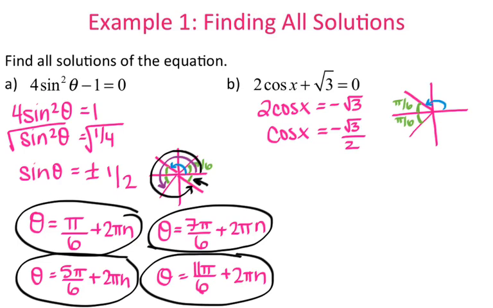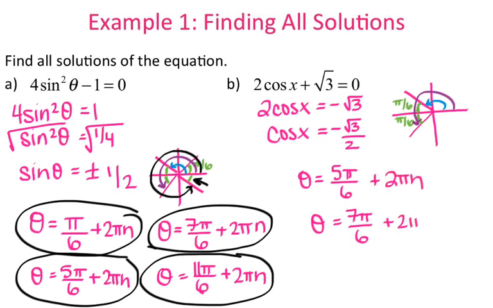The blue one and the purple one. So for the blue one, I'm going to take pi minus my reference angle. So pi minus pi over 6 gives me 5 pi over 6. For the purple, it's pi plus pi over 6, which is 7 pi over 6. And of course, since I'm trying to find all of the solutions, I'm going to add 2 pi n to both of those answers.